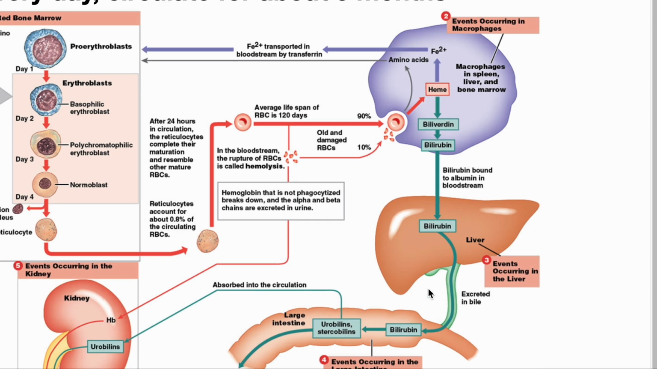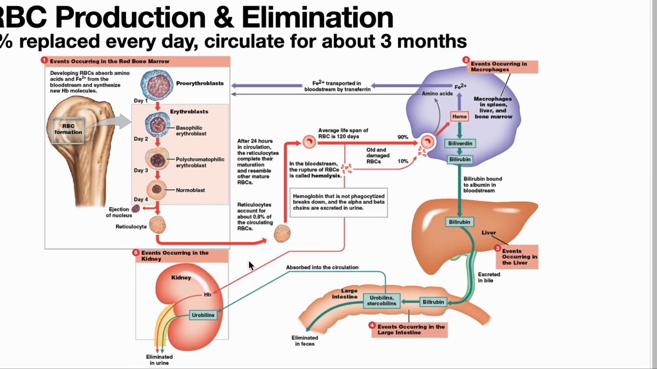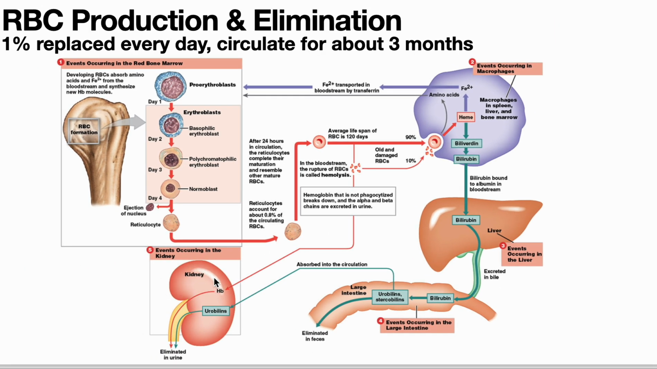Another step that's happening, just to remind ourselves, is we also have events that are occurring in the kidney. So some hemoglobin and urobilins, which come from the intestines, from the bilirubin that was secreted, we may reabsorb some of it in the form of urobilins. These can also be picked up by the kidneys and eliminated in the urine. So one way or the other, we are eliminating these waste products.